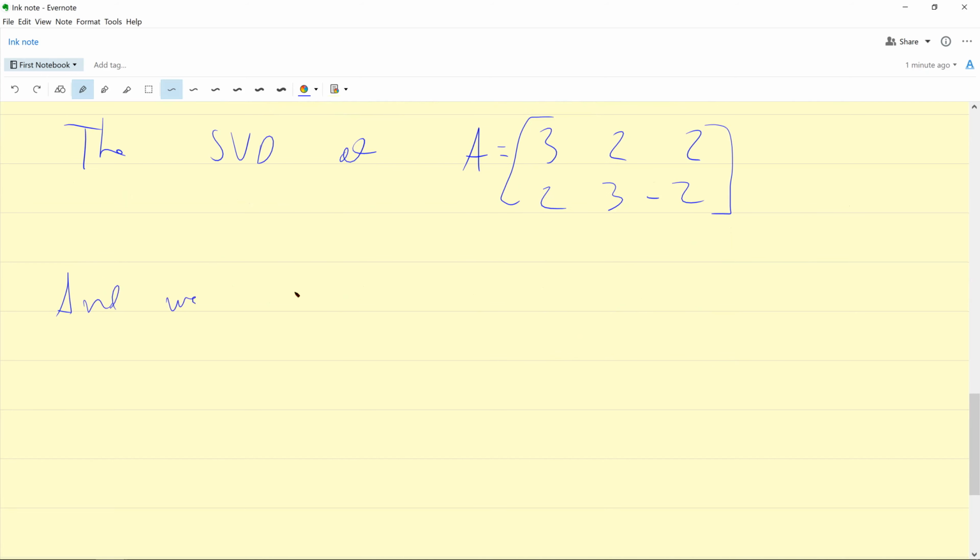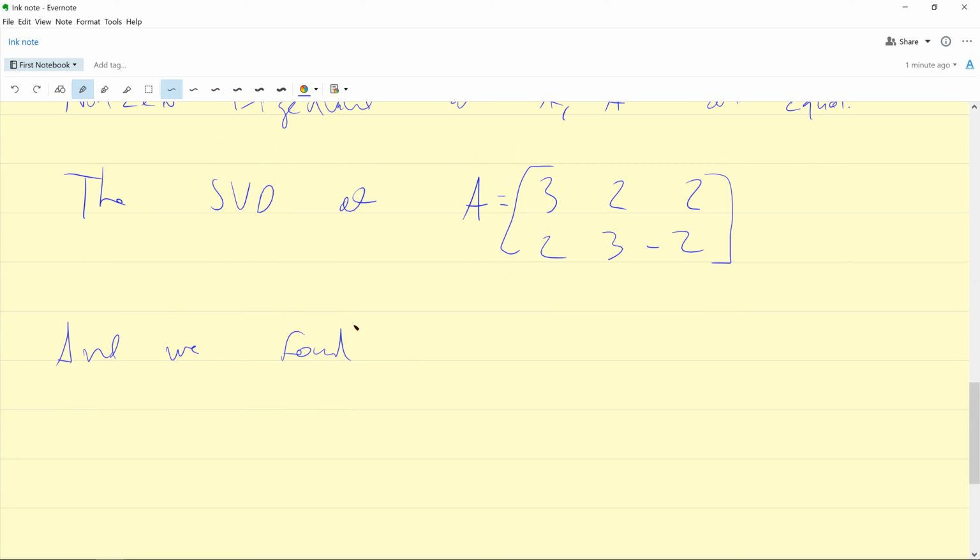And we found, let's see, I think I have this somewhere. I just have a quick confirmation question. So the eigenvectors of those eigenvalues would be the singular vectors, right? Yeah.